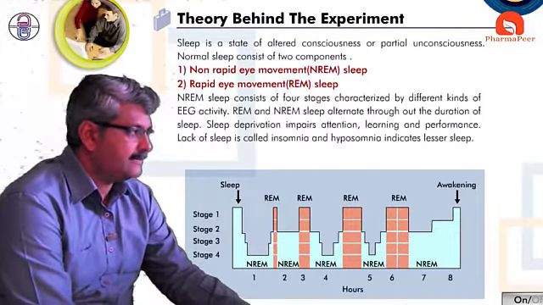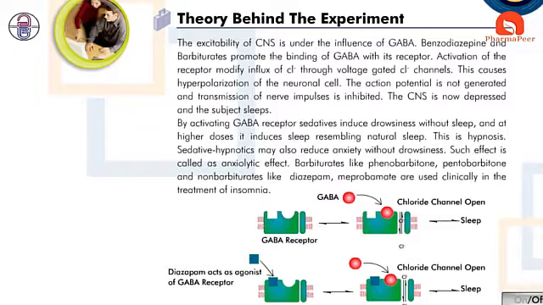The next point is that the excitability of the CNS is under the influence of GABA. Benzodiazepines and barbiturates promote the binding of GABA with its receptor. Activation of the receptor modifies the influx of chloride through voltage gated chloride channels. This causes hyperpolarization of the neuronal cell. The action potential is not generated and transmission of nerve impulses is inhibited. The CNS is now depressed and the subject sleeps.